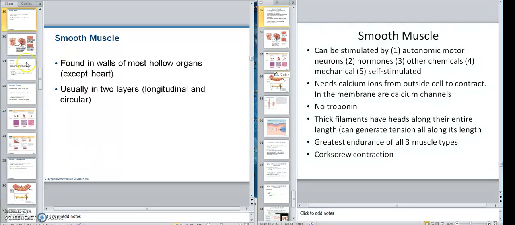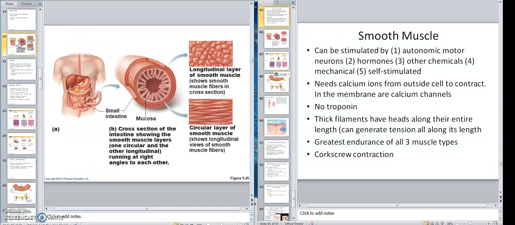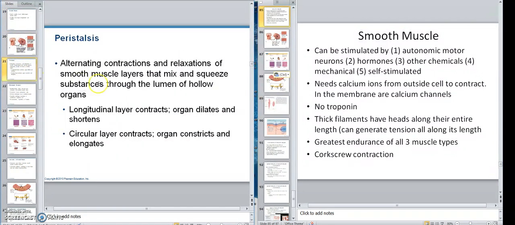All right, let's go further. So here was this showing what you got. Peristalsis. Okay, peristalsis is a milking action. So in your intestines, you squeeze the material to the next area, which is relaxed. Then you squeeze that to the next area. That's what we call peristalsis. Alternating contractions of smooth muscles that mix and squeeze. So it squeezes along. Longitudinal layer contracts and organ dilates and so forth. Okay? All right.